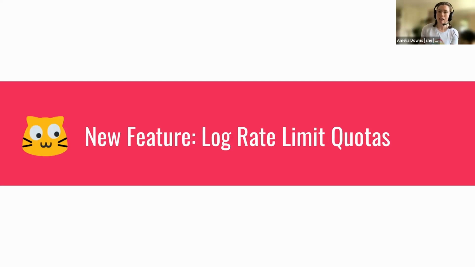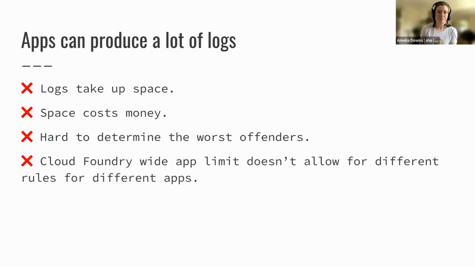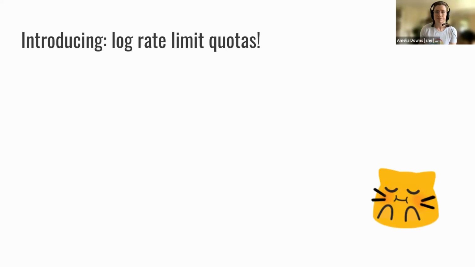So I'm going to talk about a handful of new and upcoming features, but let's get started with this new feature, log rate limit quotas. As you know, apps can produce a lot of logs, and those logs take up space. That space costs money. It can be hard to determine the worst offenders, and the Cloud Foundry wide log rate limit doesn't allow for different rules for different apps. And that's why there are now log rate limit quotas.